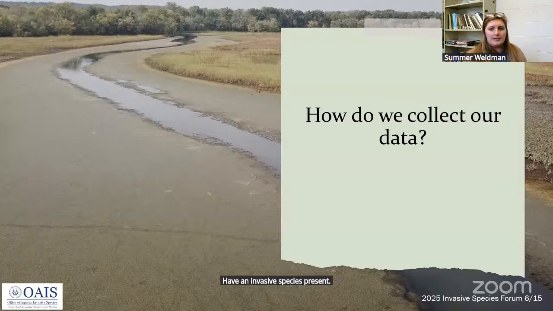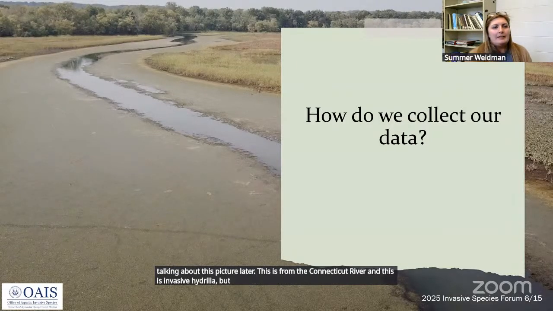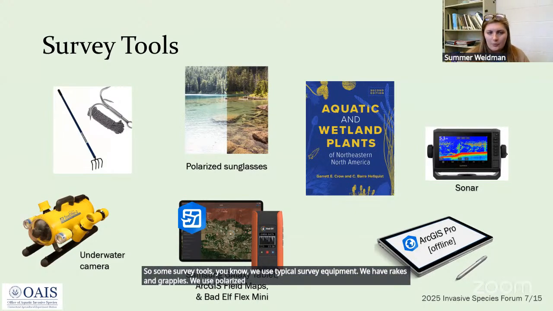So how do we collect our data? And I will be talking about this picture later. This is from the Connecticut River, and this is invasive hydrilla, but it'll come back. So some survey tools, we use typical survey equipment. We have rakes and grapples. We use polarized sunglasses so we can see through the water better. We use the Aquatic and Wetland Plants Guide by Crow and Hellquist to identify any species that we don't know.